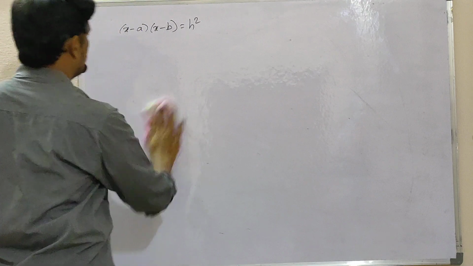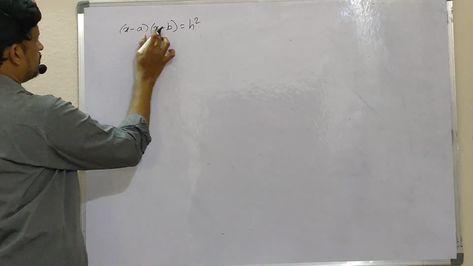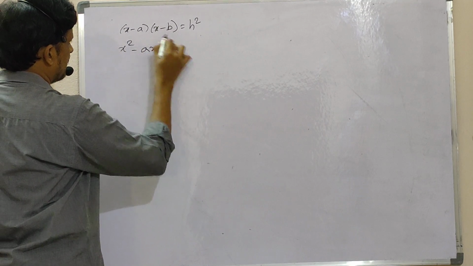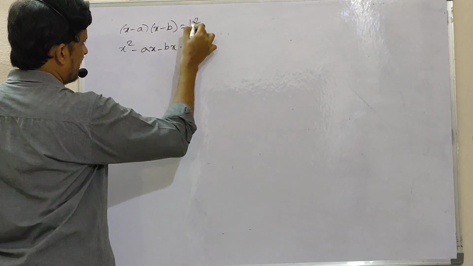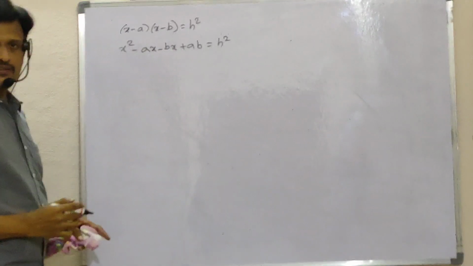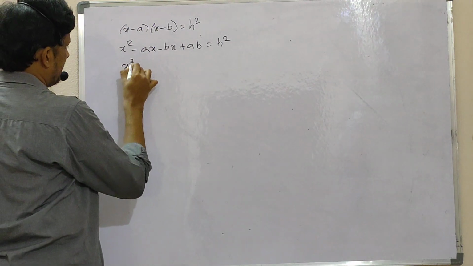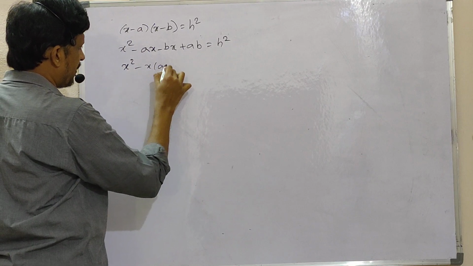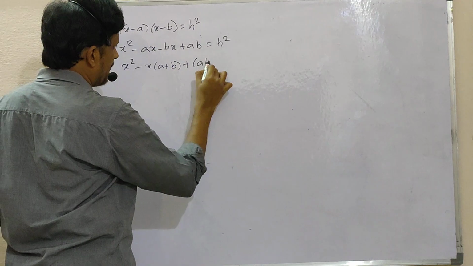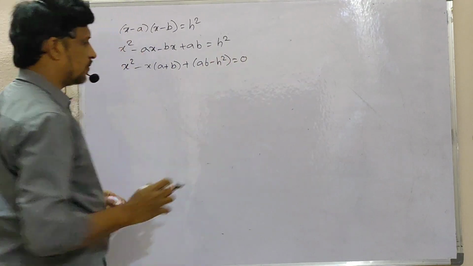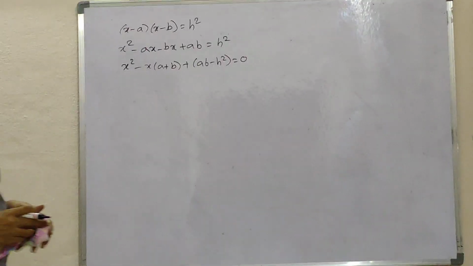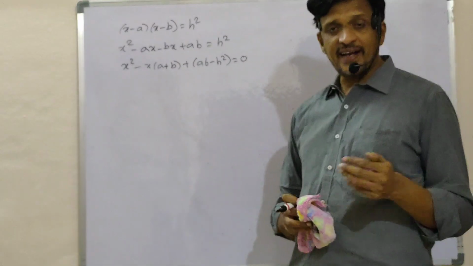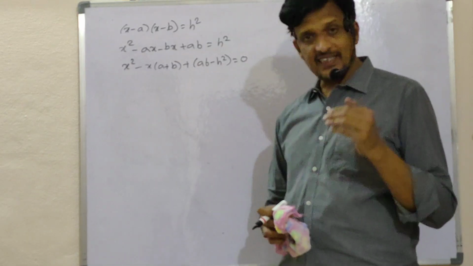So this will be, multiply these two: x square minus ax minus bx minus of minus, that is plus ab, is equal to h square. Now there are two x terms, so by taking common, x square minus x into (a plus b) plus ab minus h square equal to 0. This is the simplified form of the given quadratic equation.